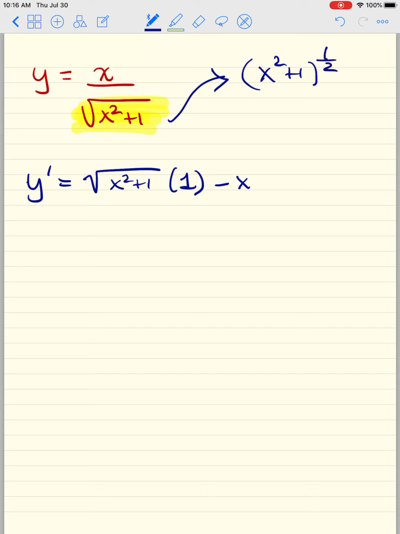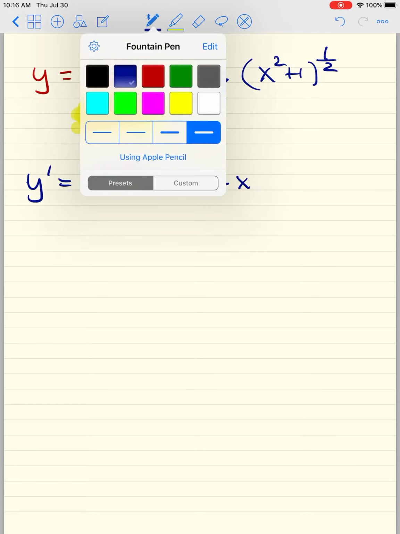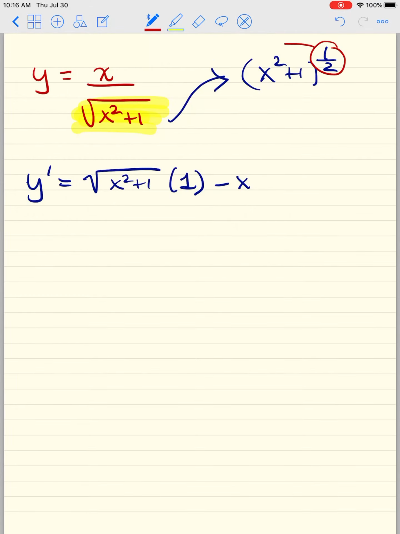Okay? It looks like this. So what does that tell us to do? Well, that is a chain rule, and the derivative of that guy is, if you remember from my chain rule videos, just like the power rule. So it's 1/2, recopy the inside, decrease the exponent by 1, so it becomes negative 1/2, times the derivative of the inside. The derivative of x squared plus 1 is just 2x.